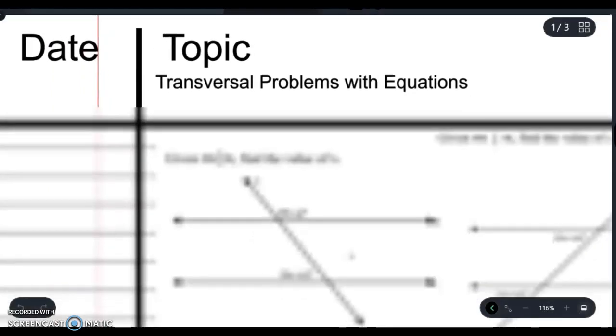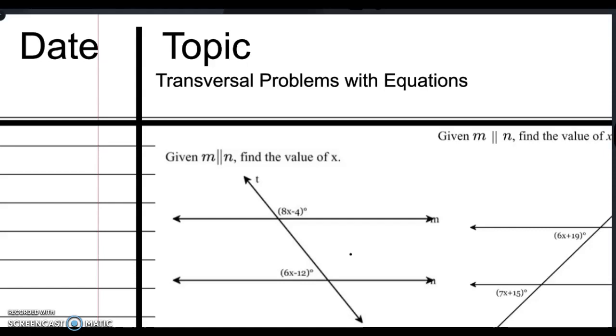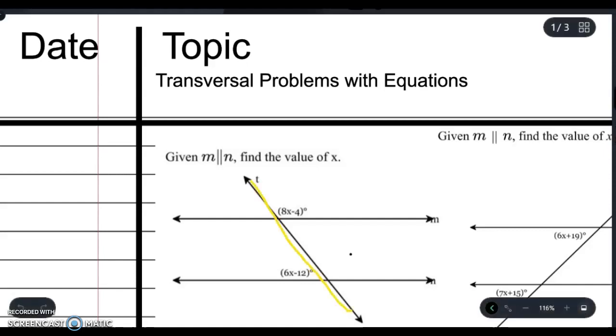Ware's videos. And today we're looking at transversal problems with equations. So let's work out a couple of these. Alright, so you should know that with a transversal, that's the line that goes through two parallel lines. These lines right here are parallel, right?